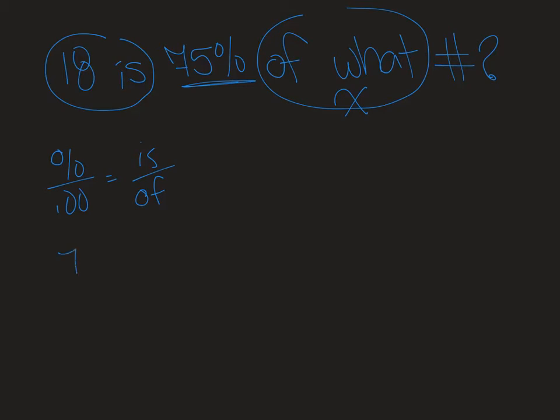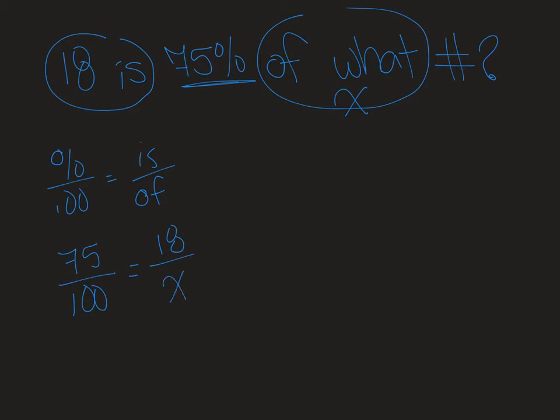My percent is 75, so 75 over 100. Do not put that percent sign because then your calculator is going to start converting a percent, and you want to make sure that you're just doing the 75 over 100 because 75 over 100 shows that that is a percentage. Equals 18 is our is and our of is x.